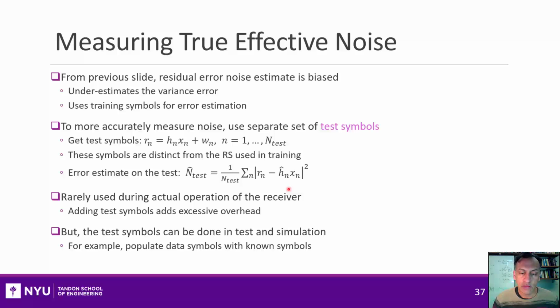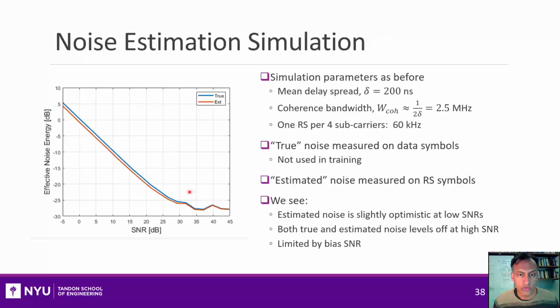But it's extremely useful for testing your system in either a test situation or in simulation. What you can do, for example, is populate the data symbols with known symbols, and then look at this test error to see how well it performs. Of course, to do this, you have to know what the data symbols are, so it's only valid in the regime where it has a test. But this is a very good test to do when you're building a receiver to try to estimate its performance. And this is exactly what you will do, in fact, in your lab.